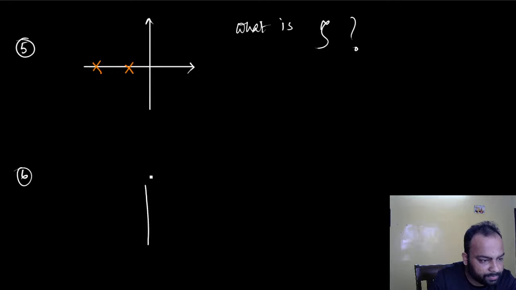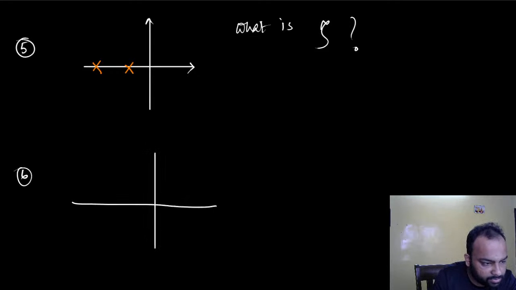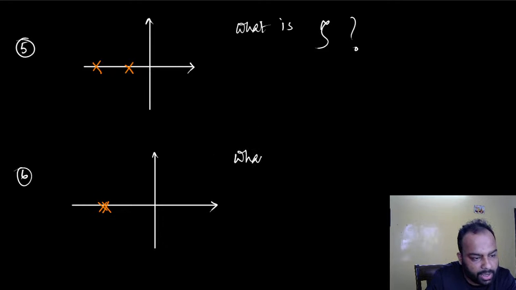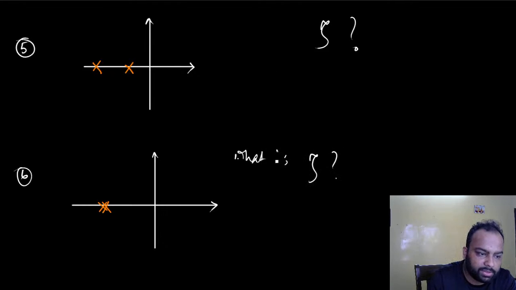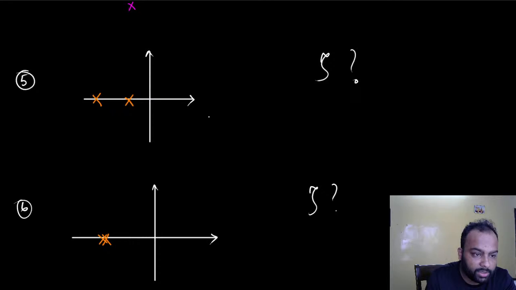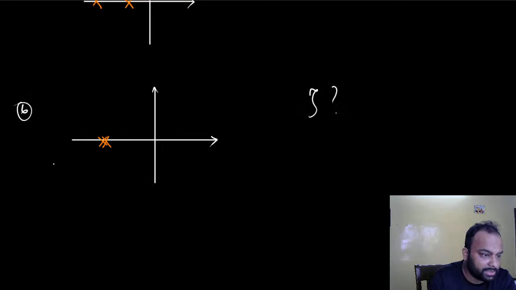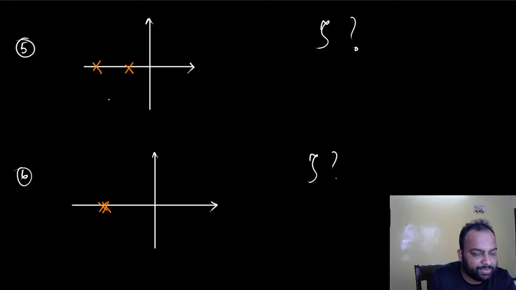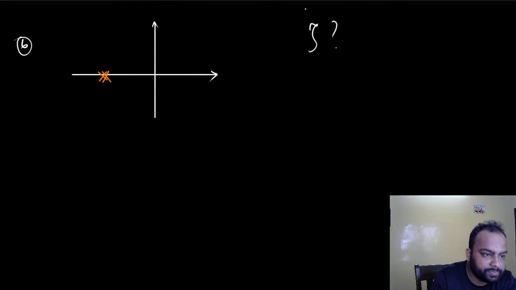Question number 6. So we have two poles at the same point. Question is the same. What is the value of zeta? So someone is saying for question number 5, zeta is equal to 1. No, it is not. This is incorrect.